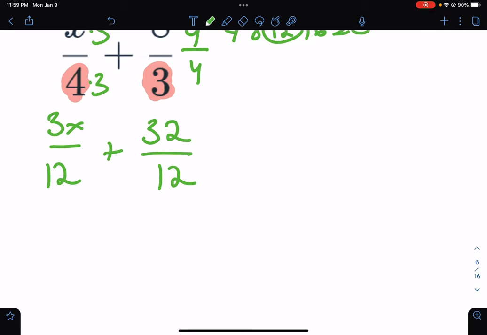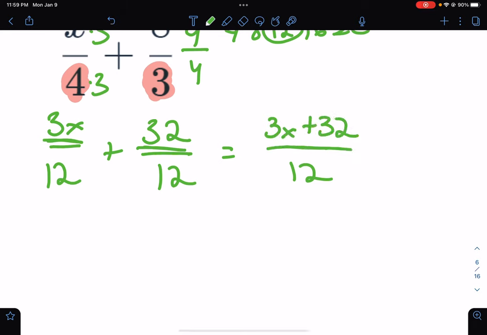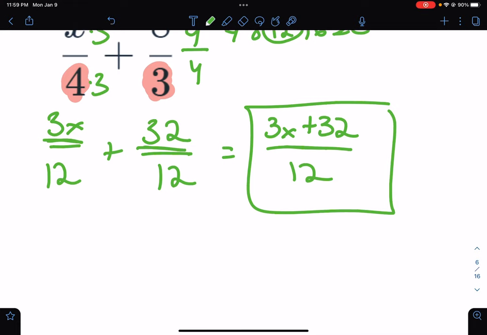But in this case, we now have our common denominator, so we know that our denominator is going to be 12. We want to combine these things on top, but we can't. They're not like terms. So you literally just end up with 3x plus 32, and that's your answer. So you get 3x plus 32 all over 12.